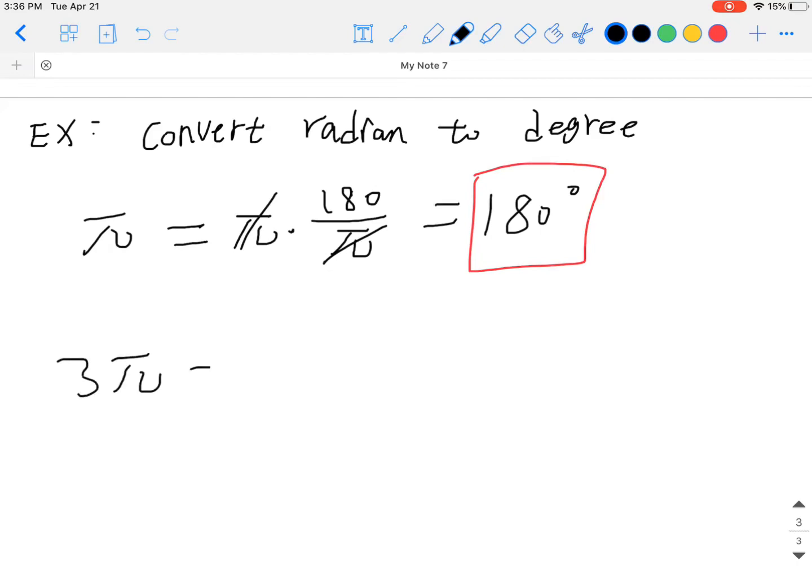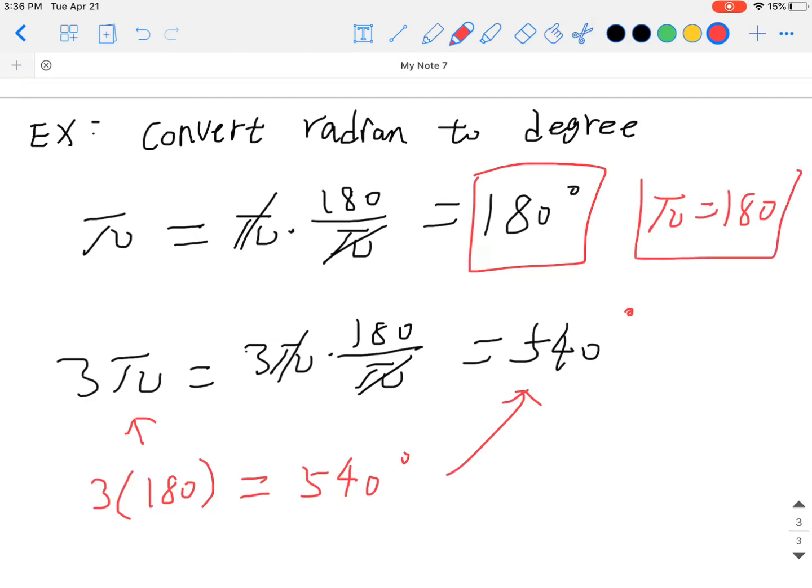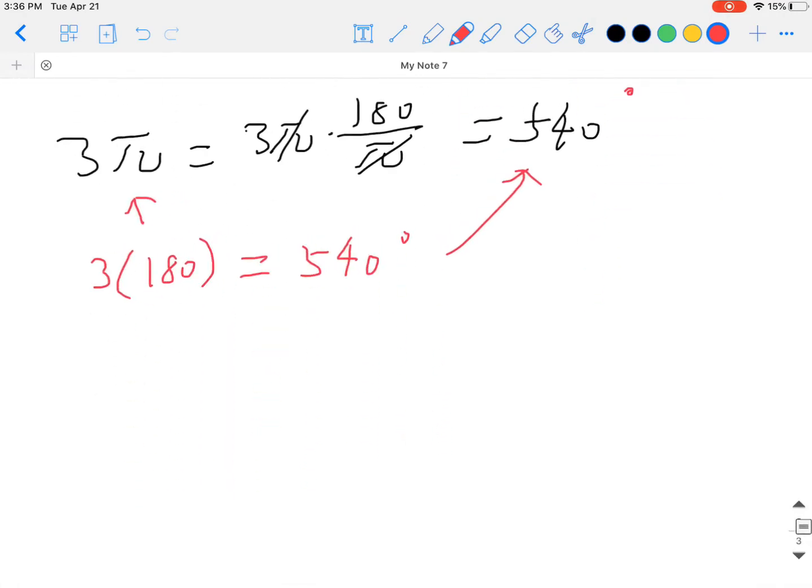What happens if we have 3 pi? If you want to do the work, you will always show 3 pi times 180 over pi, and then pi is gone. 3 times 180 is 540. Or if you know pi is 180 already, you just substitute 180 for pi. This will give you 540 right away. So my preference is, if you know pi equals 180, substitute this in to simplify.